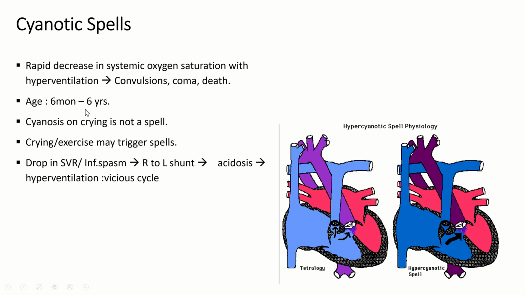Age is between 6 months and 6 years, usually not in the adult condition. Cyanosis occurring on crying is not a spell, but crying and exercise trigger this spell. The pathophysiology is a drop in systemic vascular resistance, leading to infundibular spasm, right to left shunt, acidosis, hyperventilation, and it will go into a vicious circle.